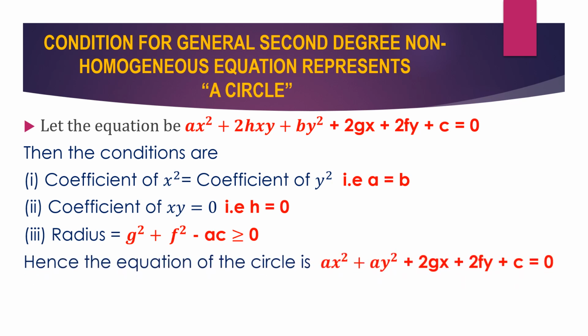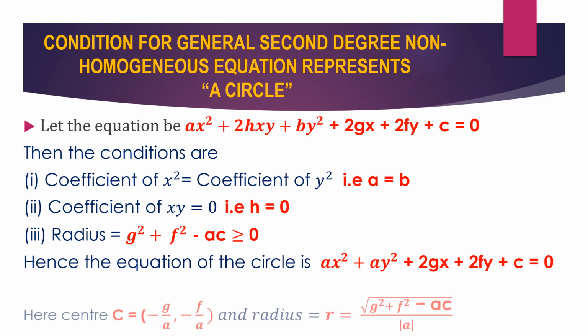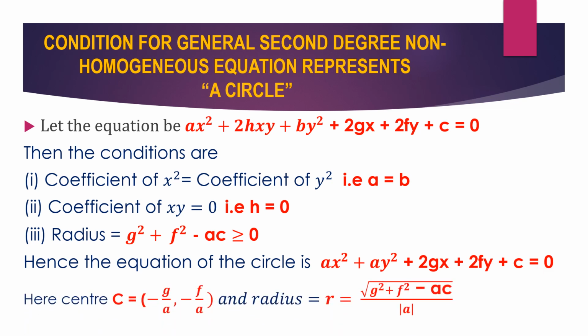Now any second degree non-homogeneous equation that satisfies these three conditions, then the equation of the circle is ax square plus ay square plus 2gx plus 2fy plus c equal to 0. Here the center C equals (minus g by a, minus f by a), and radius equals square root of g square plus f square minus ac, divided by mod a.